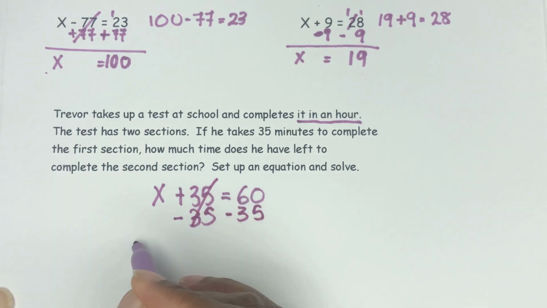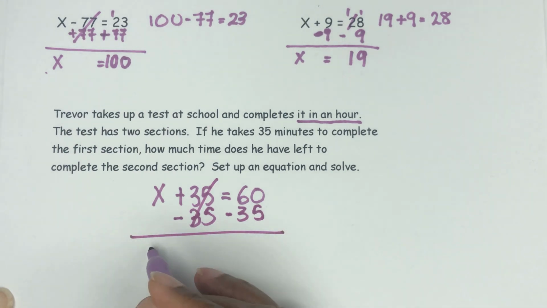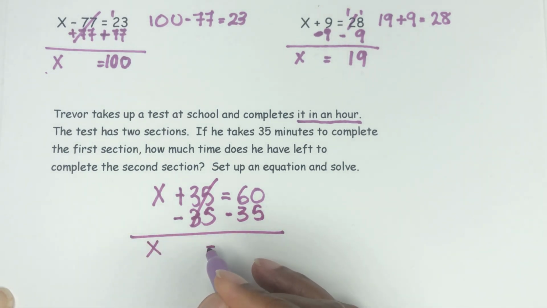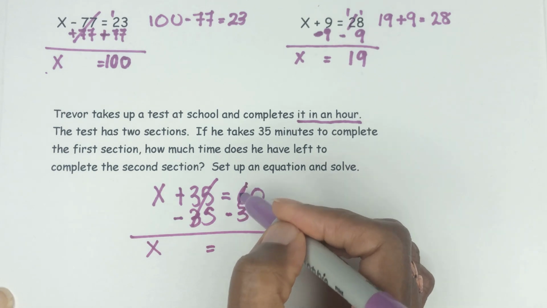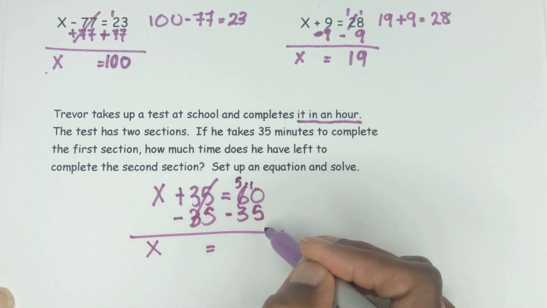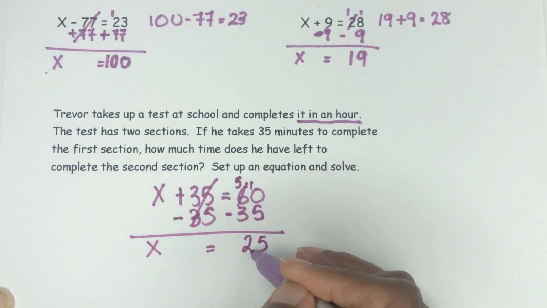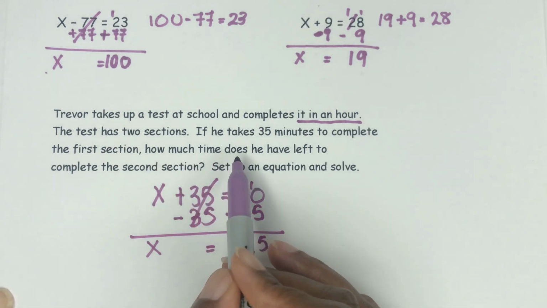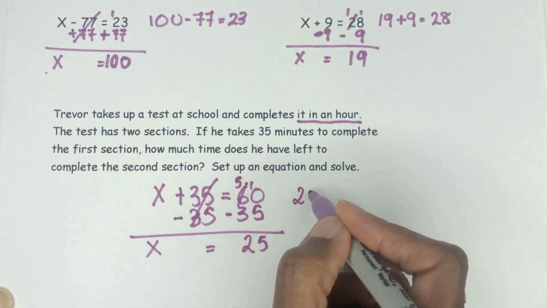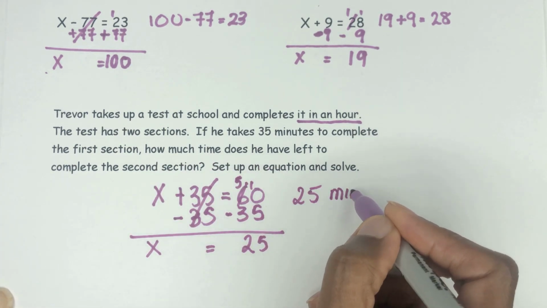So this is now gone. What do we have left? We have the X equals 60 minus 35, right? That's going to give us 25. So how much time does he have left? He has 25 minutes left. And you would know that X equals 25 because when you put it back in, 25 plus 35 equals 60.